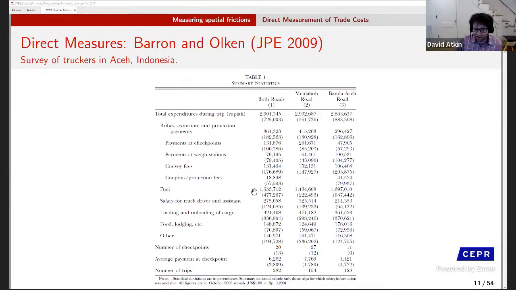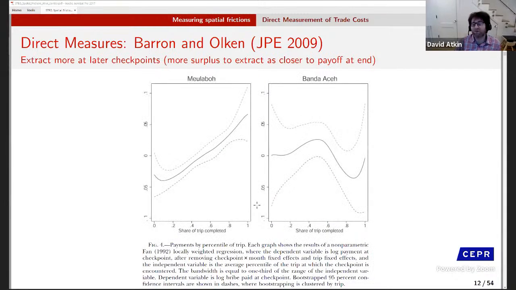And those are everything from payments at checkpoints and at way stations to protection fees or convoy fees. And they can not only look at these averages, but also see how those payments vary along the trip. And they have a nice model and result where they show, at least in one of the two routes that they look at, that these bribe payments, the extraction that's going on, are increasing as you move closer to the end of the trip. That's consistent with the idea that there's more surplus to extract as you're close to the end of the trip, and so some optimal extraction by a bribe taker would demand a higher bribe close to the end of the trip.